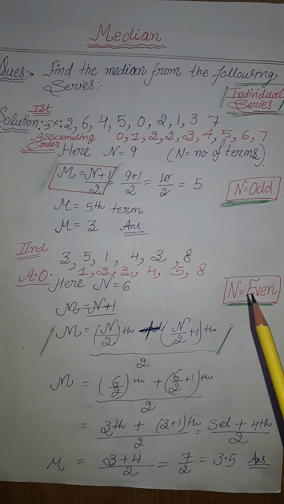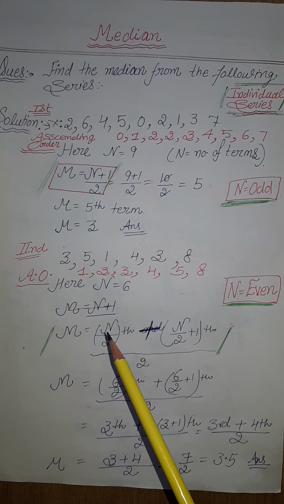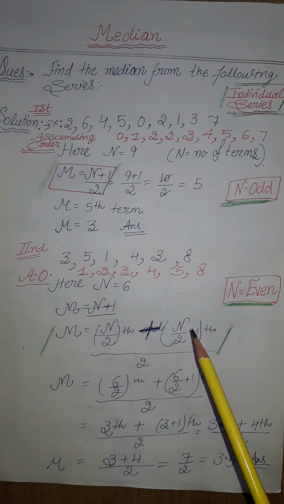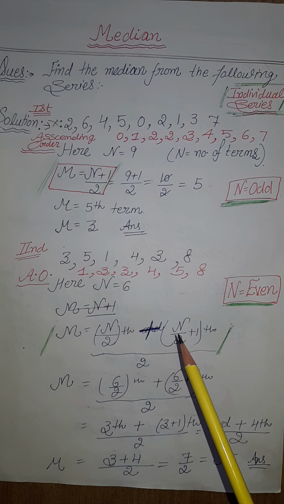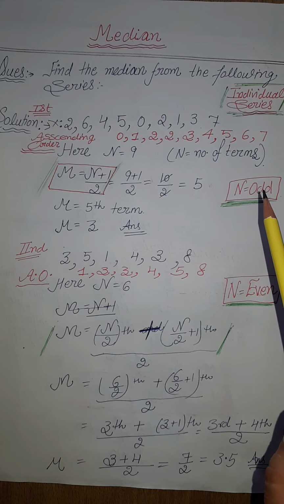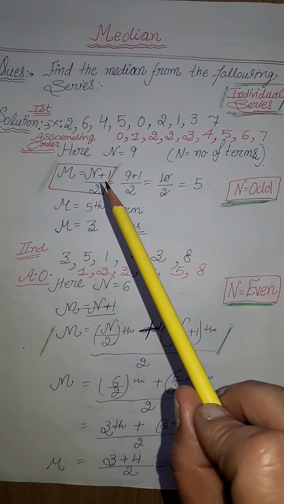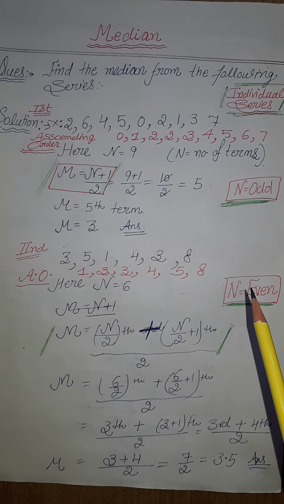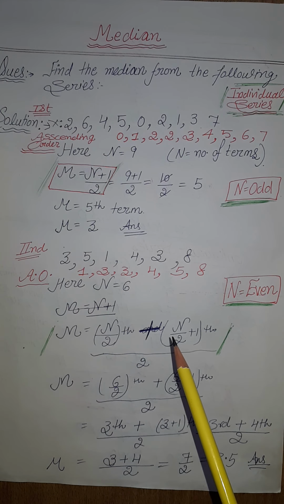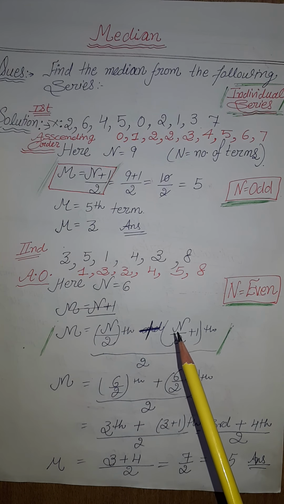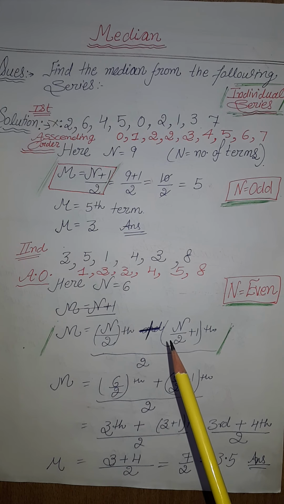So, if n is even, then we apply this formula. Means, if n is odd, then we apply the above formula. And if n is even, then we apply this formula. In an individual series, only these two formulas are there.